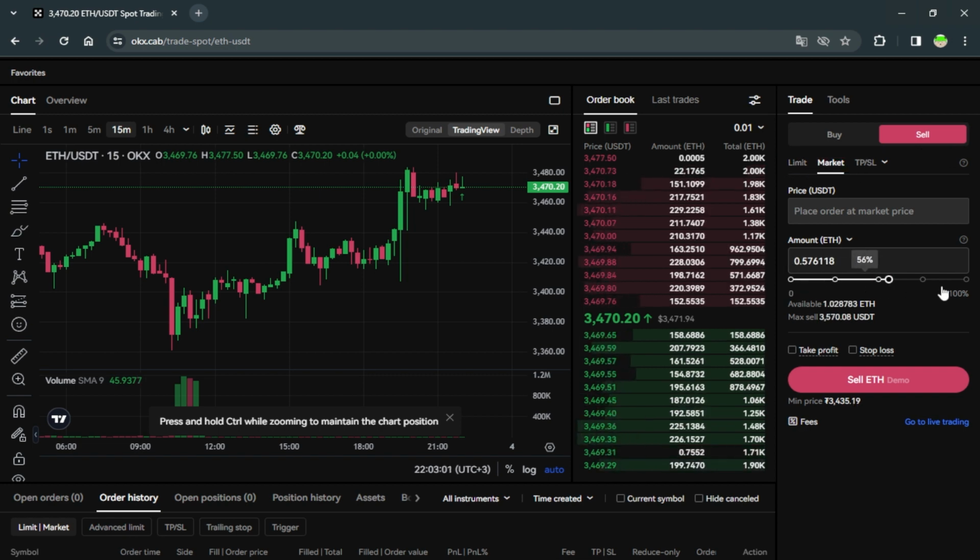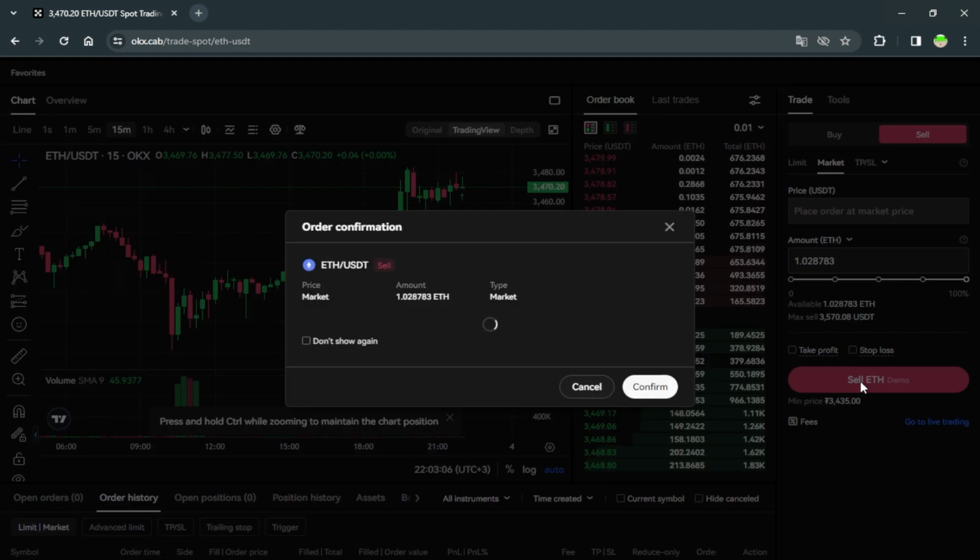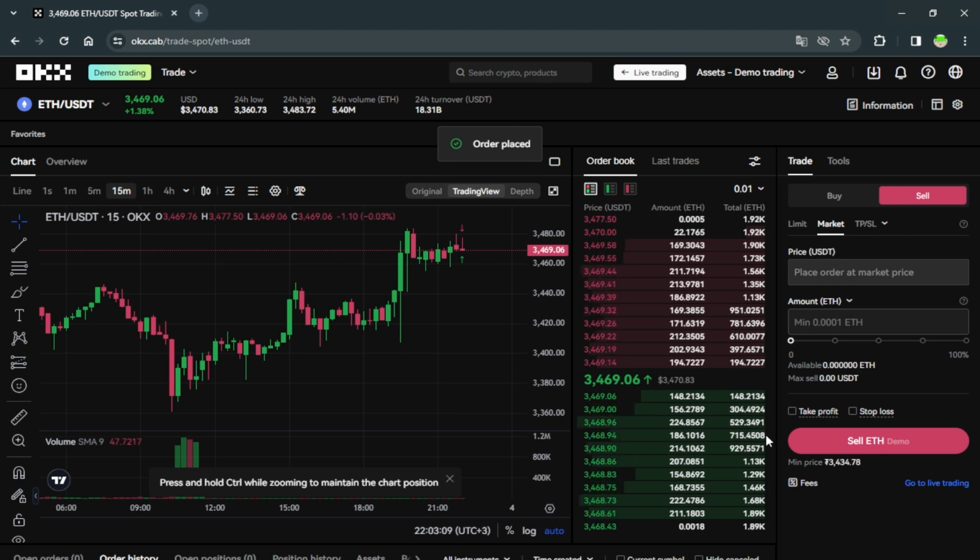In order to sell the currency, we also click Sell. Select either limit or market. And we choose the amount that we want to sell here. We choose, let's say, 100%. That is, we sell all our assets. Click Sell and click Accept. Our order is automatically executed in general.